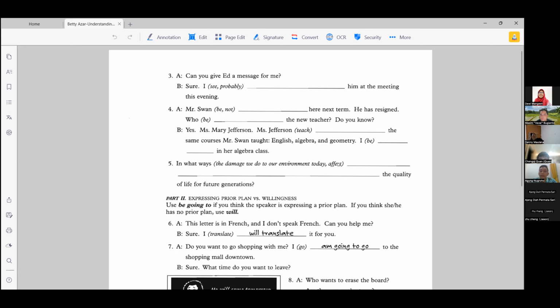Mr. Swan is not going to be here next term. Okay, he has resigned. And then, who will be the new teacher? Do you know? Go on, continue. Yes, Miss Mary Jefferson. Miss Jefferson will teach the same course. Mr. Swan taught English, algebra, and geometry, and I will be in her algebra class.